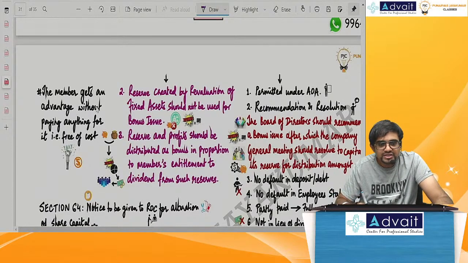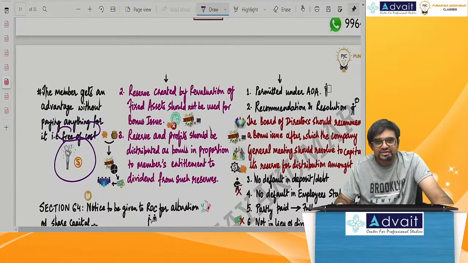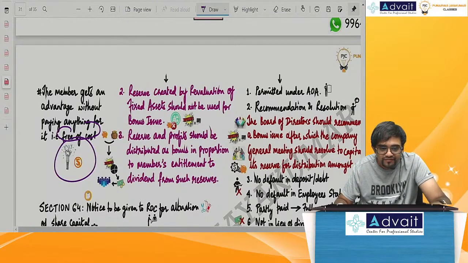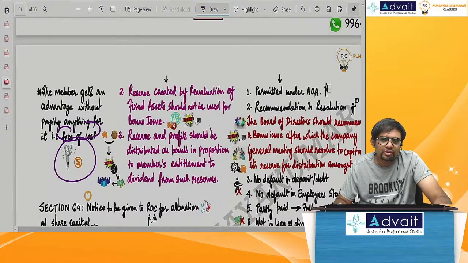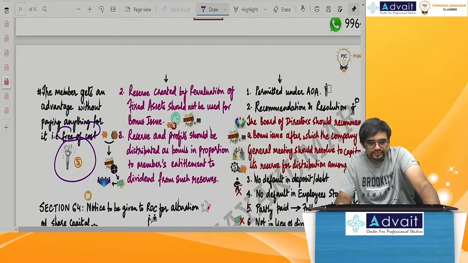The member gets an advantage where the cost of acquisition is nil. Of the entire bonus shares, cost of acquisition is nil. That's the thing. So if you see, even the infographics that we have created will help you understand the chapter in a different, better manner.